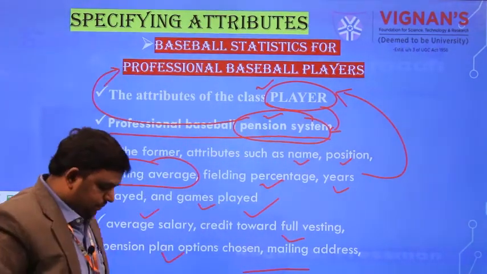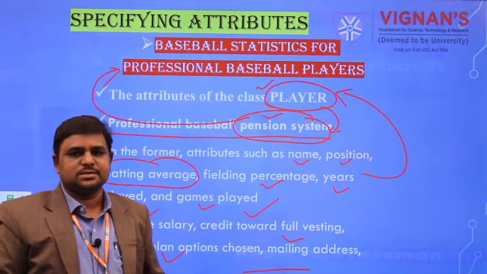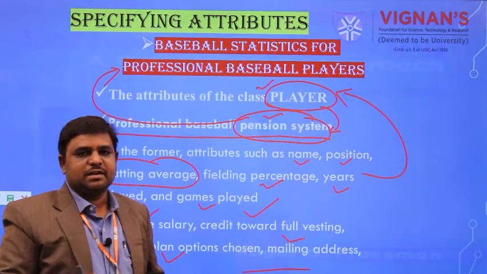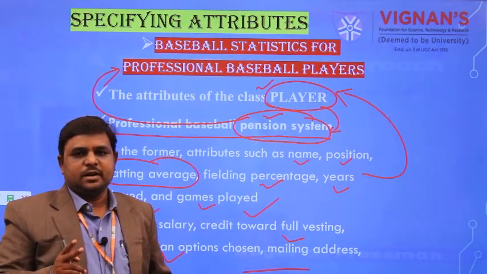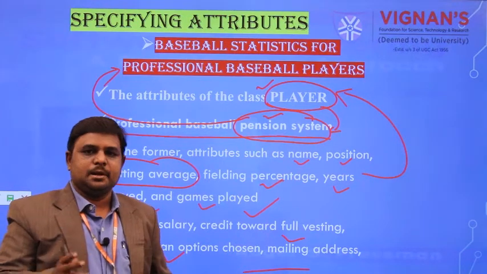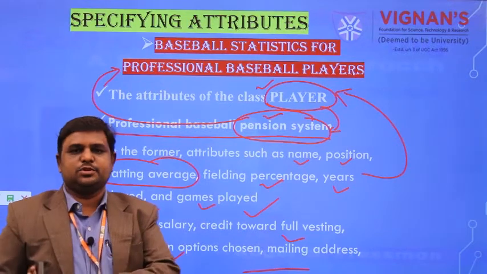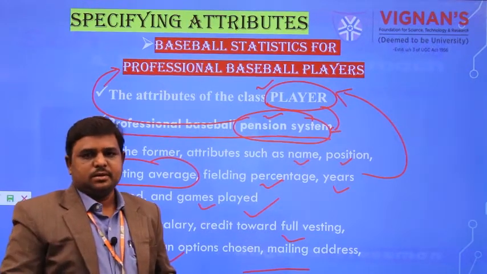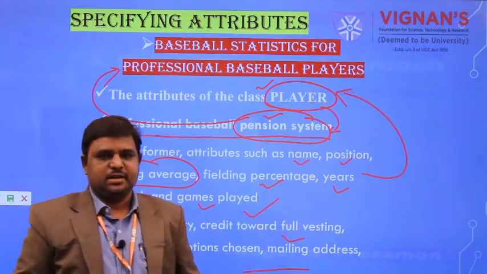So in this example, what you have understood is we are building two things. One is a class for players and another one is the pension system for these professional players. In the class we will be having some attributes, and the same attributes may not be present in the pension system. So that is about the example of specifying the attributes.